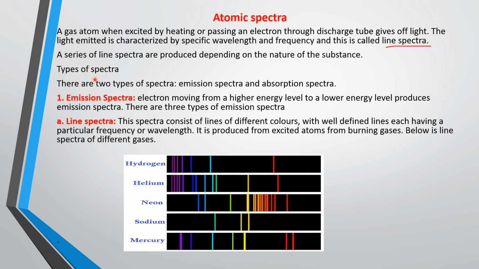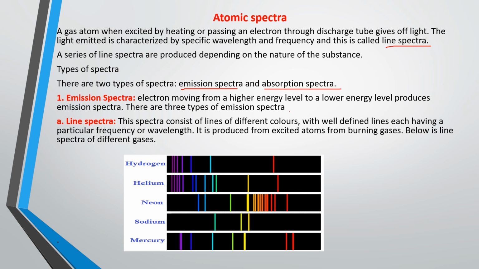So we have different types of spectra. We have the emission spectra and absorption spectra. So we have these two types of spectra: emission spectra and what? Absorption spectra. So what is an emission spectra? Electron moving from a higher energy level to a lower energy level produces emission spectra. There are three types of emission spectra.